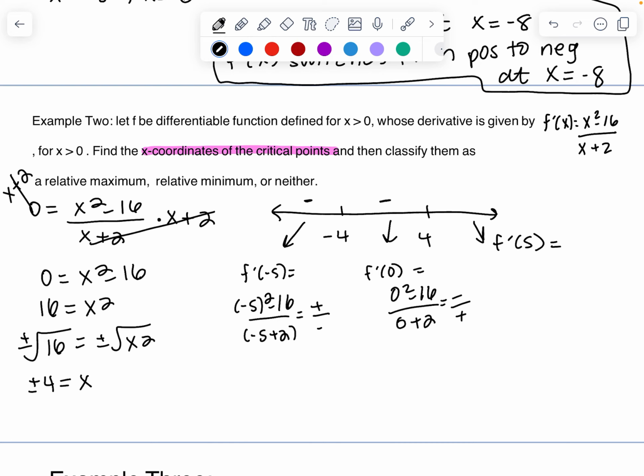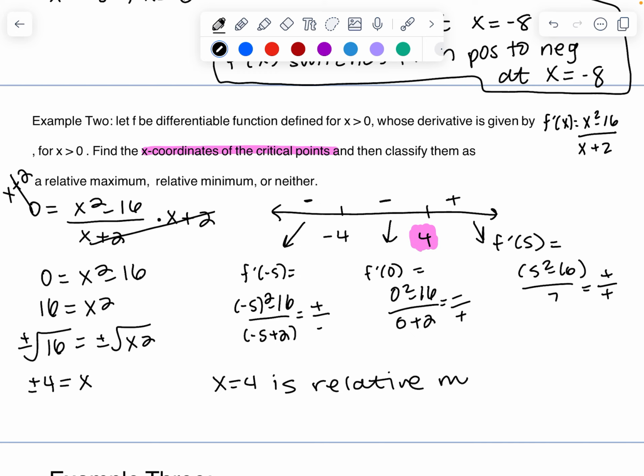Then here I'll plug in 5, so I'll get 5 squared minus 16 over 7, and that will be a positive over a positive. So I actually only have one critical point, which is at 4, and that's because negative 4 doesn't actually count because it's not within the definition of the function, which is x has to be greater than 0. So I'm just going to write that x equals 4 is a critical point, but it's specifically a relative minimum. And it's a relative minimum because f prime of x switches from negative to positive.